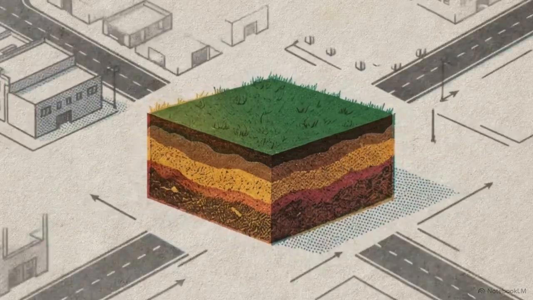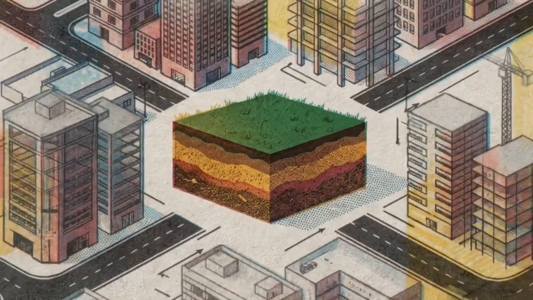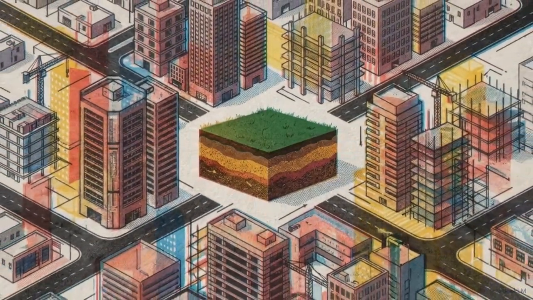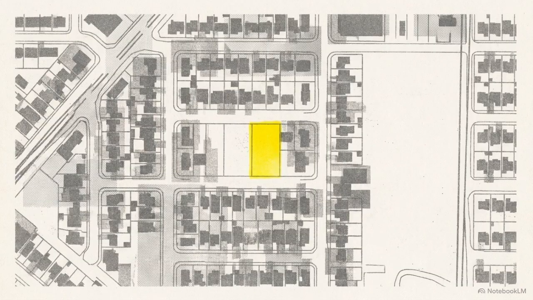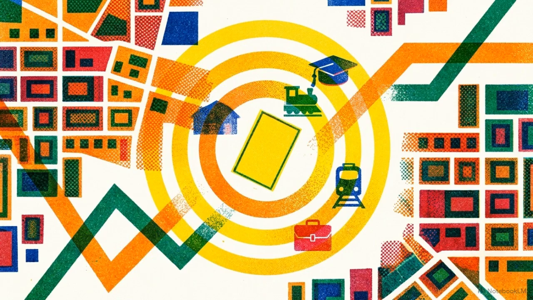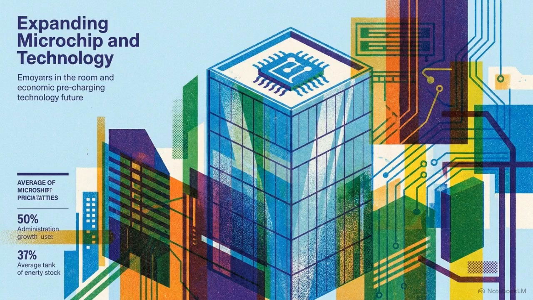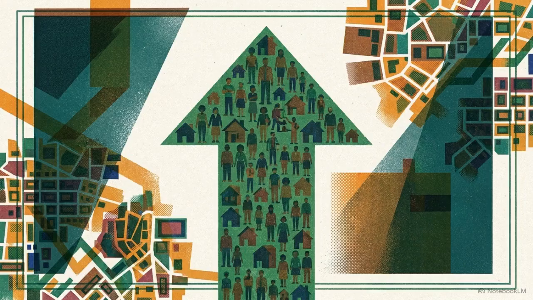Every real estate asset is defined by one absolute constraint: immobility. You cannot move a plot of land to a better market. Because the land is fixed, its financial value is almost entirely dictated by the surrounding environment. It captures the externalities of its location. High-performing schools, transit networks, and tech hubs are positive externalities. They drive localized demand upward.